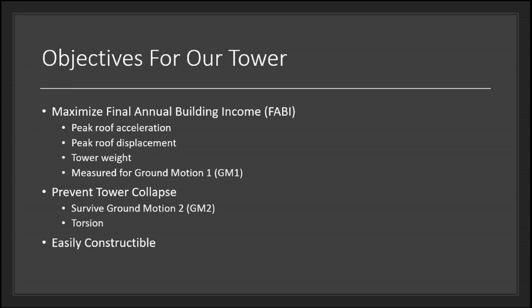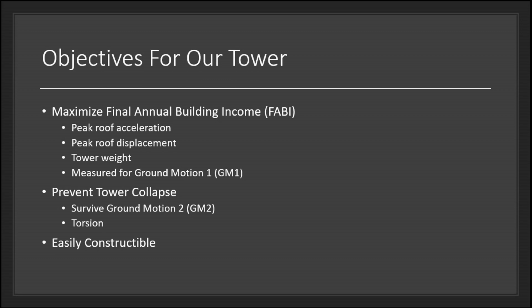So the second objective that we're trying to accomplish is to prevent our tower from collapsing. So for this, we want to ensure that our tower can survive the second ground motion, GM2, since this is the more intense ground motion. So in general, if we're able to survive GM2, we could probably assume that we would survive GM1 as well.